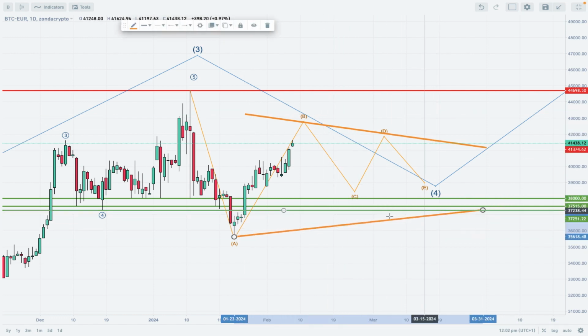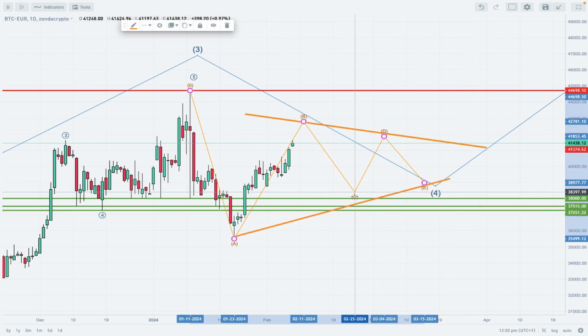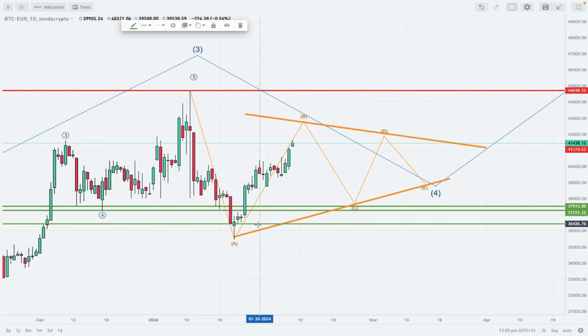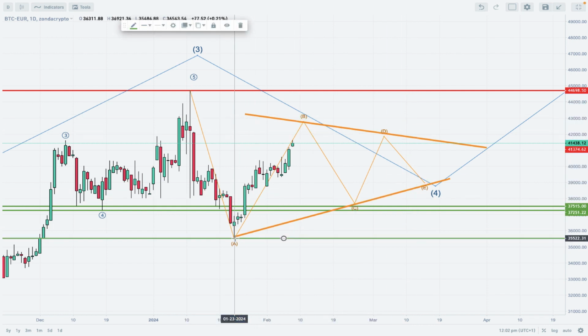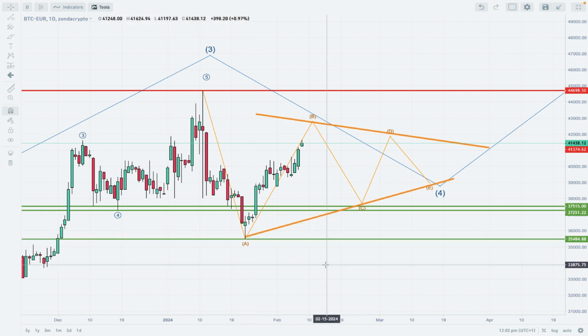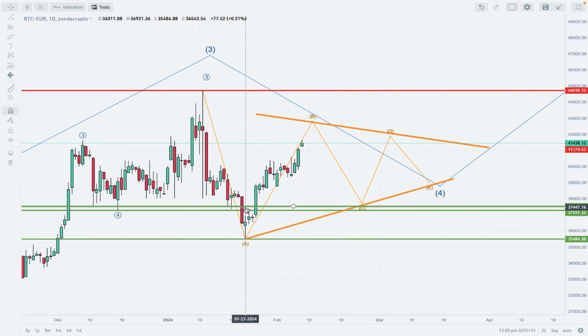So this is of course the schematics. It's not something that's supposed to be taken very seriously into account. That's just the pattern schematics, basically how the pattern should look like. This is just kind of a helpful visual aid for the potential corrective cycle. Now we got a very nice movement to the upside.